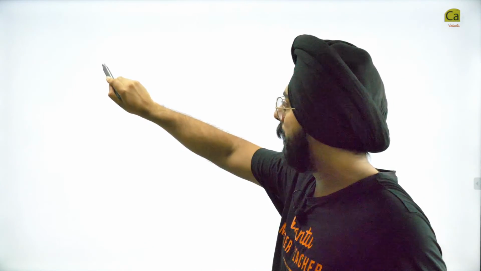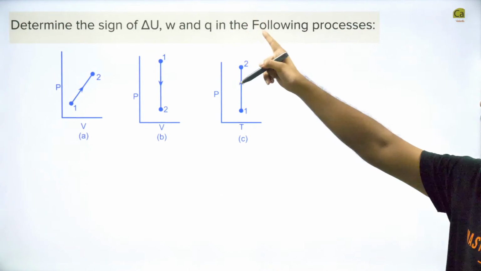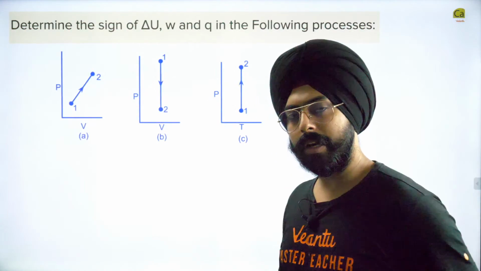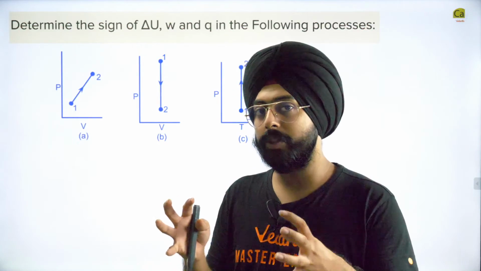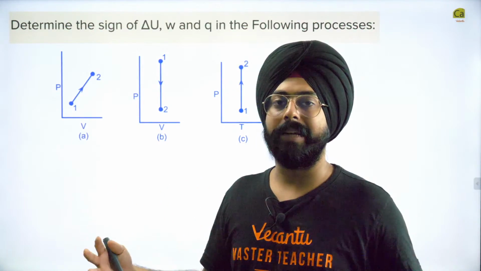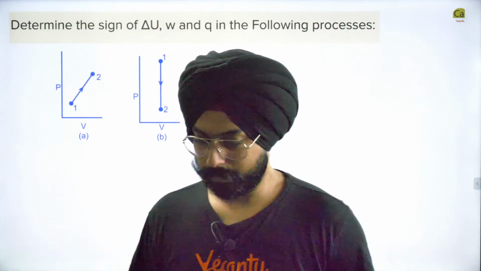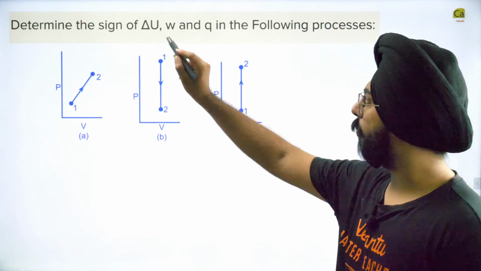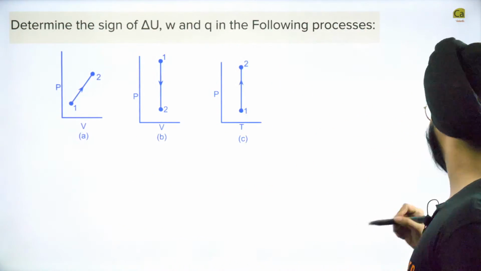If you're ready, write ready in the chat box. Let's look at this question. Determine the sign of delta U, W and Q in the following processes. You just have to determine the sign. And since we are in a chemistry class, I hope you remember that for work done, compression is positive work, expansion is negative work in chemistry. So I hope you remember that. तो चलो बताओ क्या होगा यहाँ पे. We have to figure out the signs of internal energy change, work and heat in each of these processes.